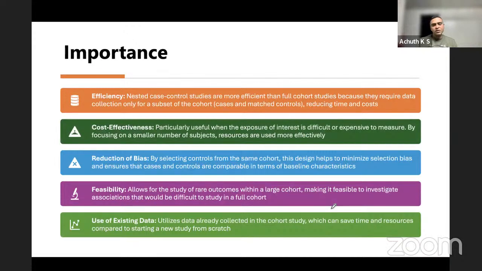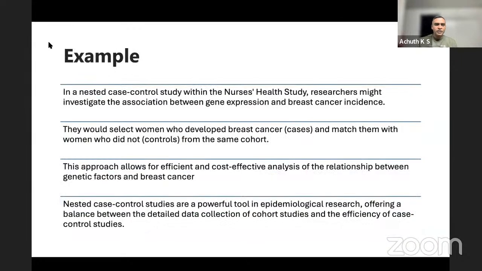It can be used in occupational studies where there is exposure to uranium, lead, coal, etc. It is very efficient because you don't have to do a new study; it is already there. Cost effective because it is a part of some study. And reduction of bias, because selecting controls from the same cohort does not cause error. Feasibility: it allows study of rare outcomes within a large cohort, because too much data is available, so you take part of the data. Use of existing data, it is already there. Example of nested case control studies: within the Nurses' Health Study, researchers might investigate the association between gene expression and breast cancer incidence.